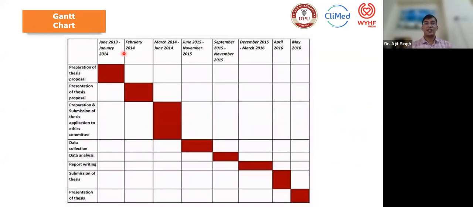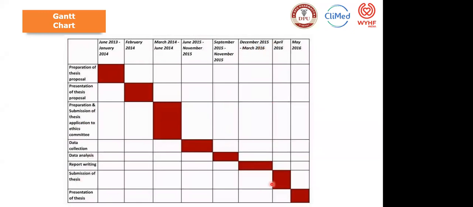Like, okay, January 2013 to January 2014, preparation of thesis proposal. February 2014, presentation of the thesis proposal. Preparation and submission of thesis application to ethics committee, March 2014 to June 2014. Data collection will be from June 2015 to November 2015. Data analysis will be done from September 2015 to November 2015. Report writing will be done December 2015 to March 2016.